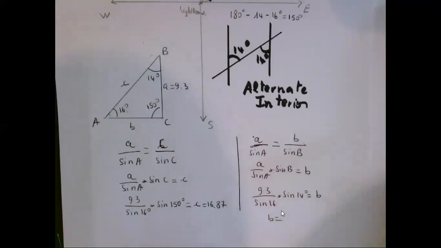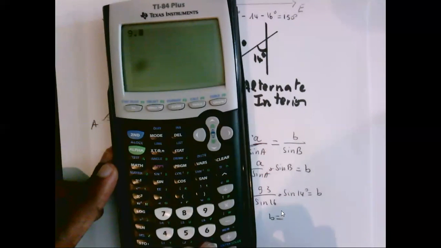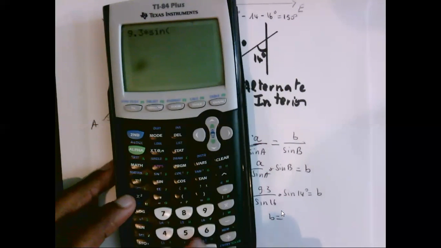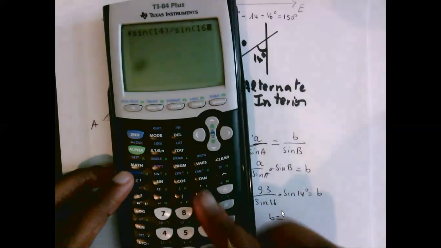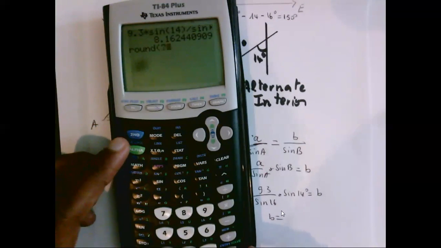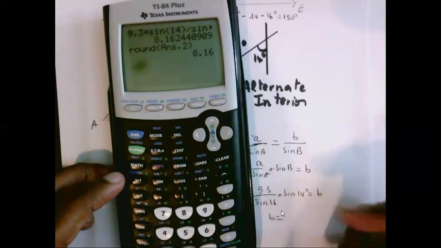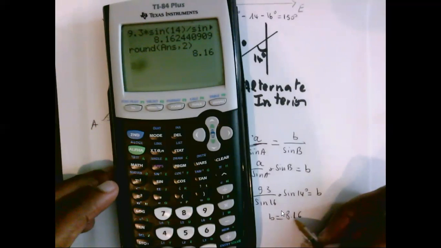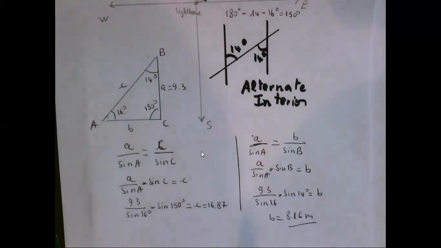So b will be equal to, take the calculator, 9.3 times sine of 14 divided by sine of 16. I get that, round that to 2 decimals, and I get 88.16. And that's my final answer. So that's how you figure out the different angles.